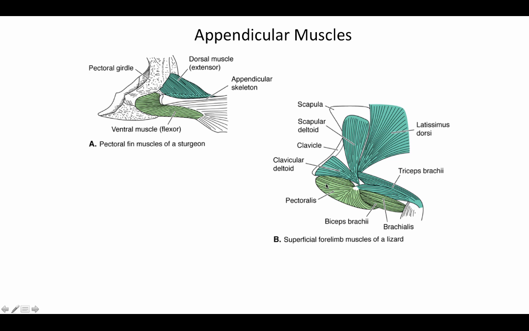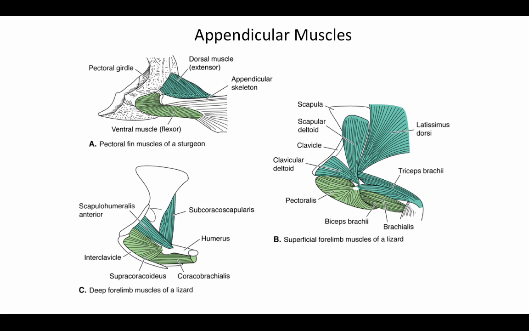And then in this more yellowy green, we've got the whole ventral group, including the pectorals, the main adductors of the forelimb, as well as flexors of the forelimb, such as the biceps brachii and the brachialis, and all of these forelimb flexors that you find on the ventral surface of the lower part of the limb.